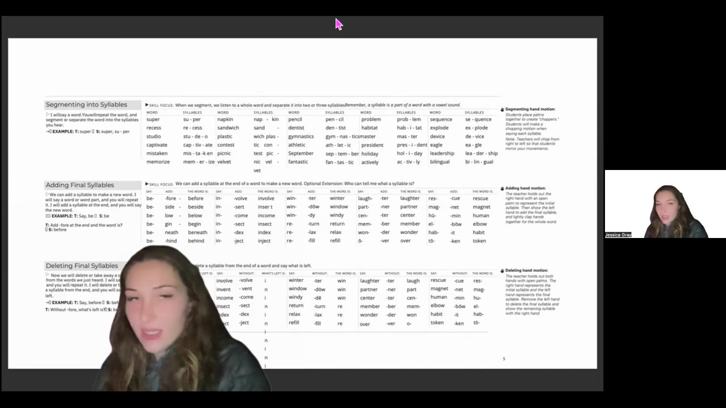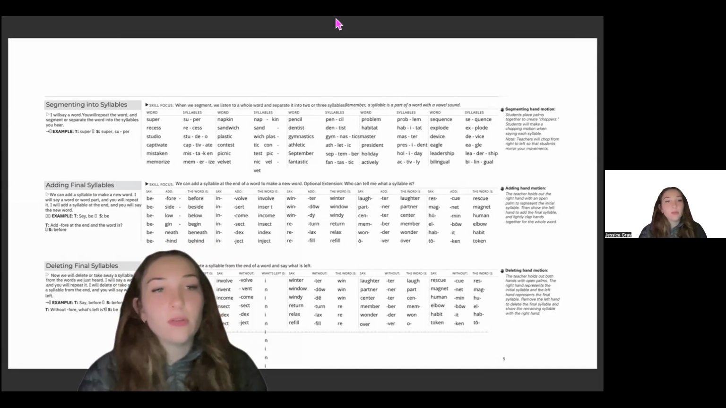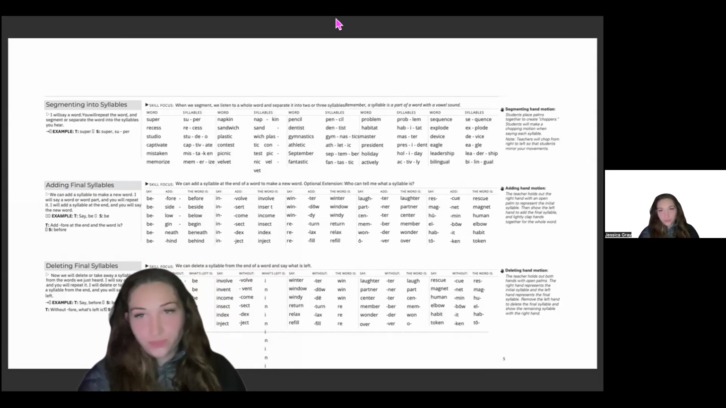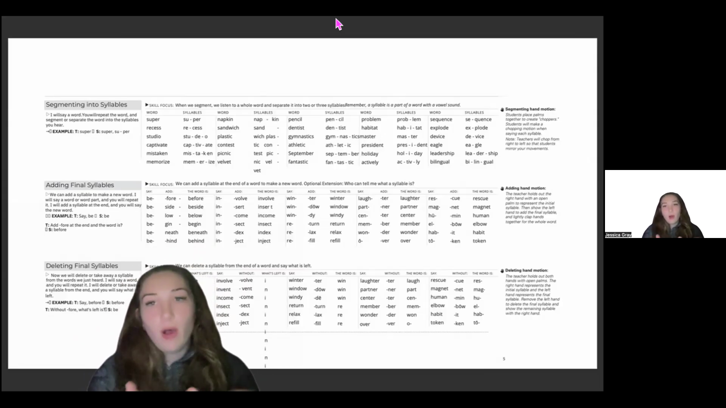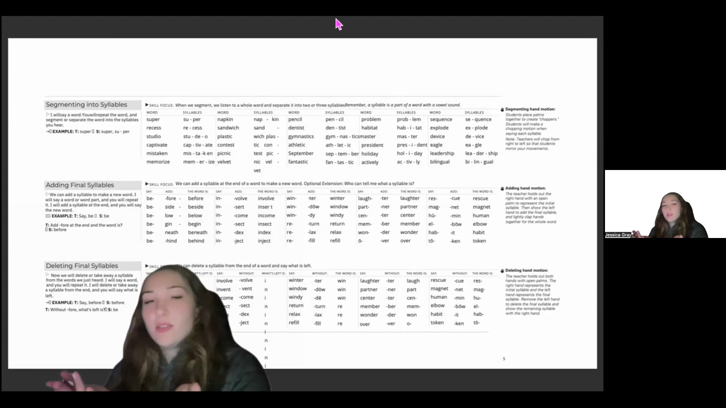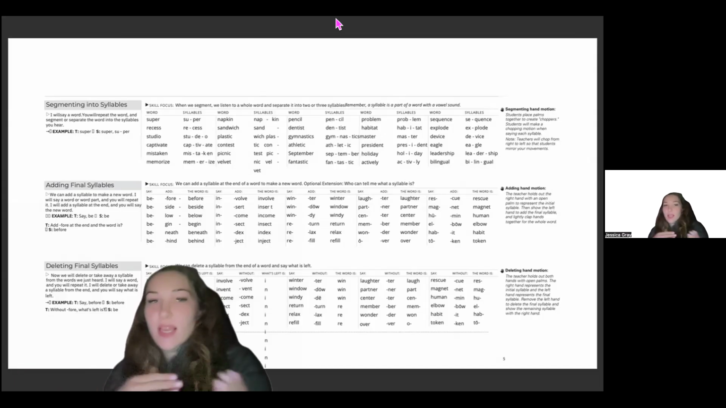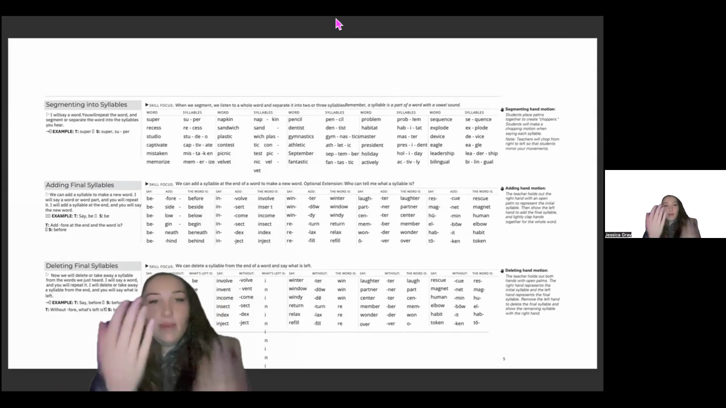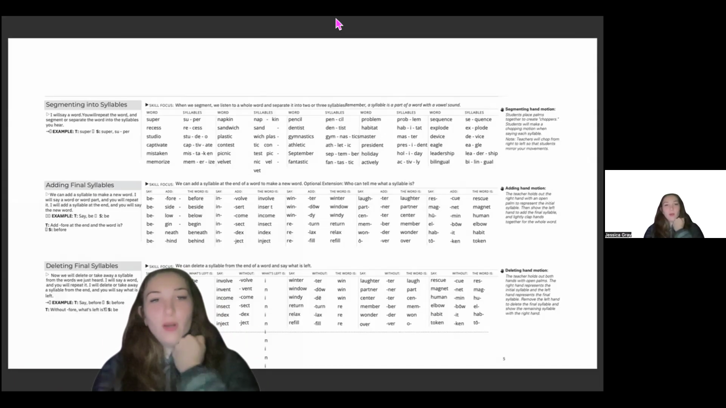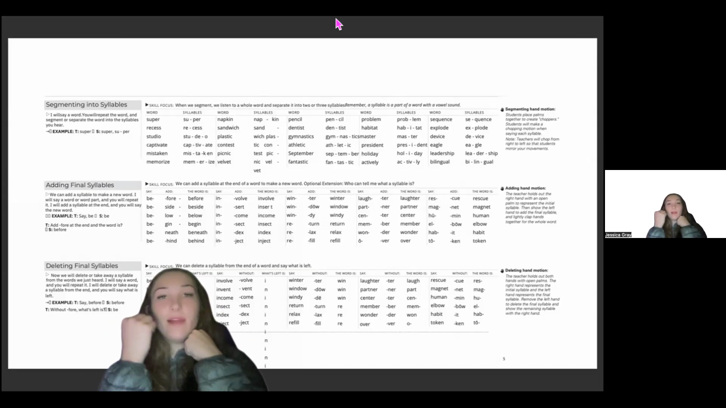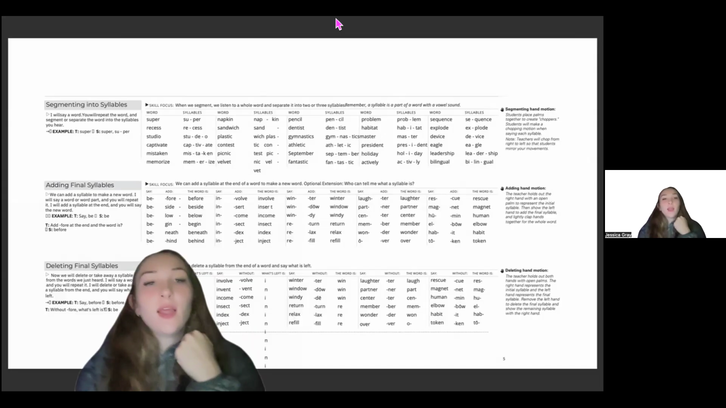And then deleting the final syllables. So we're going to be taking it away. I would do the same thing with the open palms, and we're going to say the entire word together and just take it out. So I would say before, take away four. What's left is be. I would say beside, take away side. What do we have left? Be.